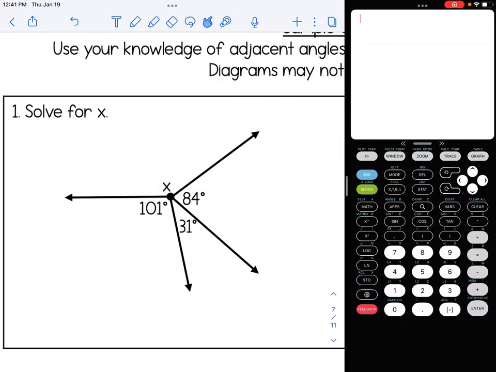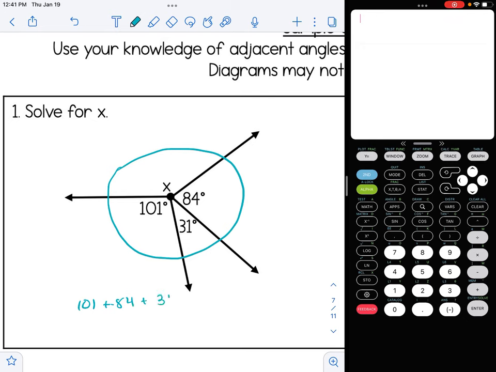If I take a look at number 1, I see that there are 4 adjacent angles about a point, 4 angles that share a common vertex. So I could draw my circle around them and remind myself, okay, these angles add up to 360 degrees. I could write an equation: 101 plus 84 plus 31 plus x equals 360, and I can combine like terms and solve. Or I could go to my calculator and start subtracting things from 360. So 360 minus 101, minus 31, minus 84, and I get my angle measurement of 144 degrees as my answer for x.